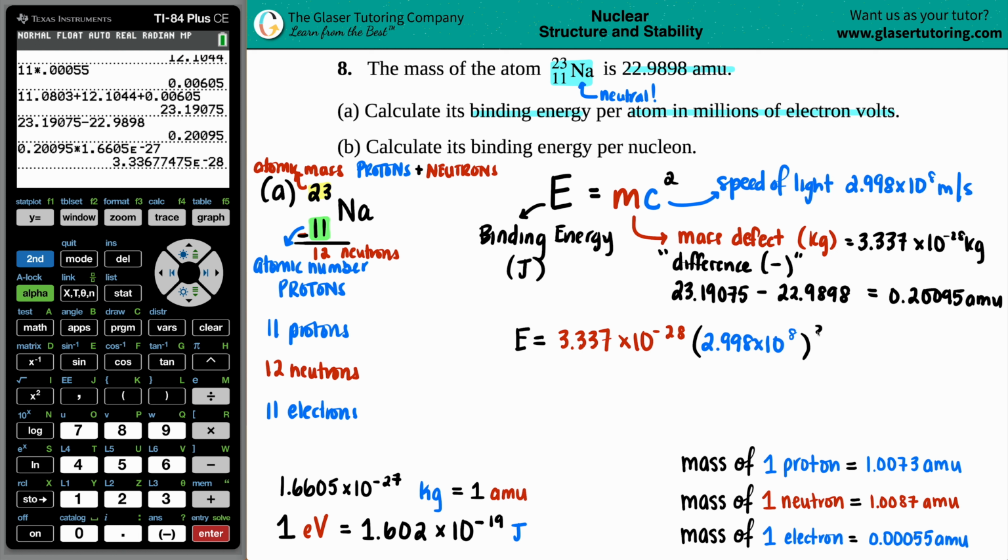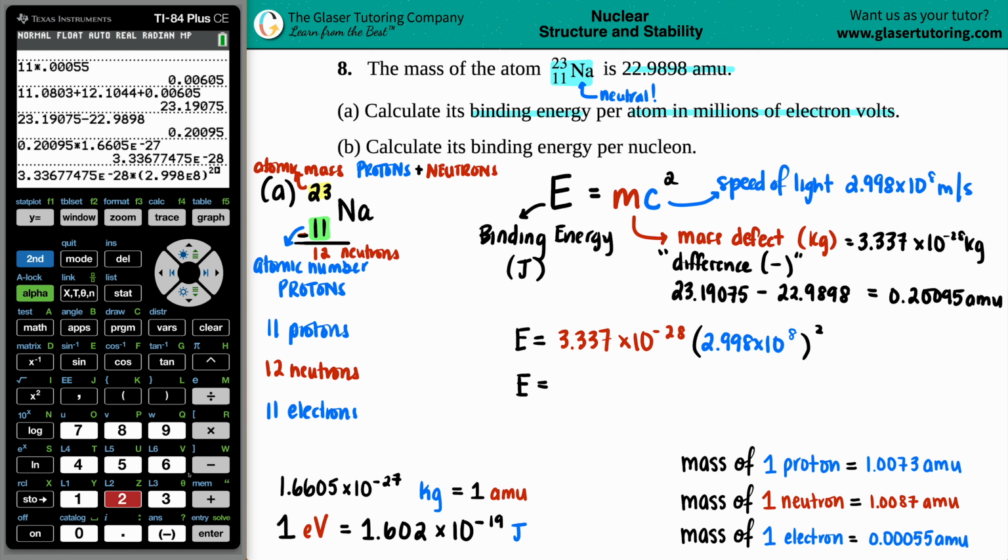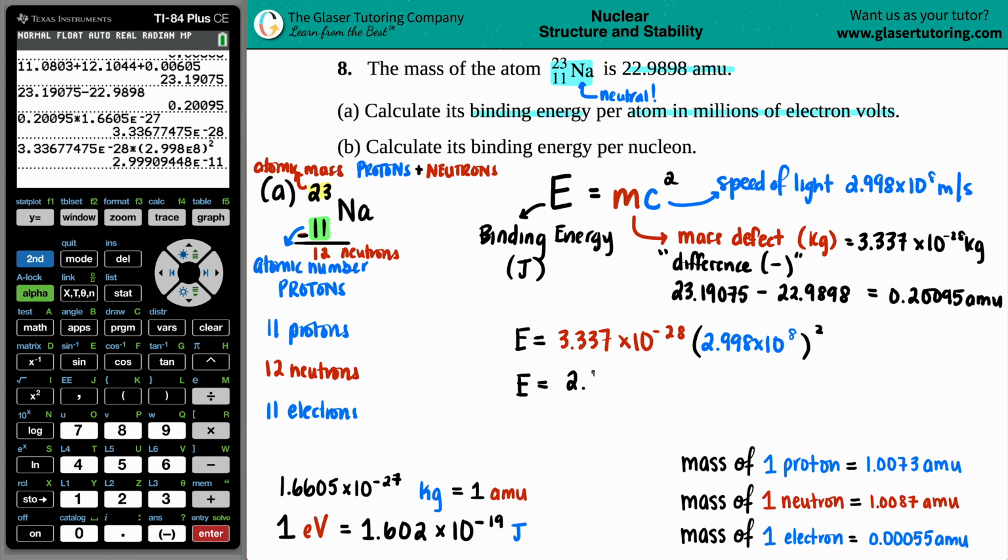And that's squared. I could plug this all into the calculator in one shot, so that's what I'm going to do. But if you want to work independently and do it in a couple of steps, go for it. So we'll take this times, whole parentheses, 2.998 times 10 to the 8th, close that up, square it. I'm just checking that I didn't plug in anything wrong. That looks good to me. And we got 2.999, so maybe 3, but we'll keep it that way. 2.999 times 10 to the negative 11th. And that's in joules.